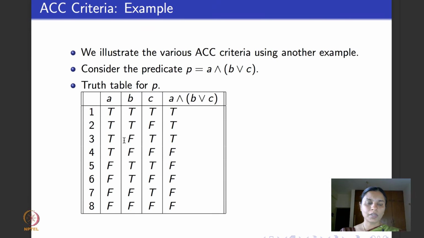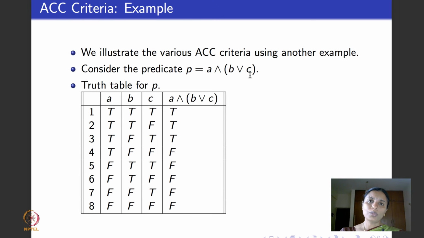Now take some third row here. It says A is true, B is false, C is true. But the whole predicate becomes true. Why is that? Because even though B is false, false or true, B or C will evaluate to true. That ANDed with A being true will give me true. Let's take another example, row number 6. It assigns A to be false, B to be true, C to be false. Because A is false and A is ANDed with something, the whole predicate becomes false. So this table gives the entire truth table for this predicate.